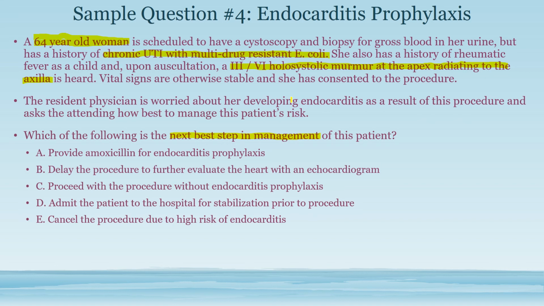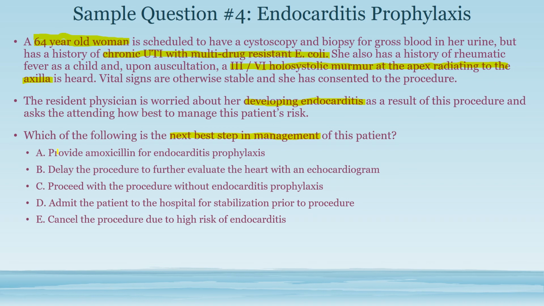The resident physician is worried about developing endocarditis and asks the attending how to manage the patient. So let's talk about what the different answer choices are here and whether we need to do any endocarditis prophylaxis. Endocarditis prophylaxis is not necessary for rheumatic fever and also is not necessary for cystoscopy with a multi-drug resistant UTI, unless there's a congenital heart defect, a previous cyanotic heart disease, or if you have any kind of severe symptoms or severe surgery that results in a prosthetic valve placement.